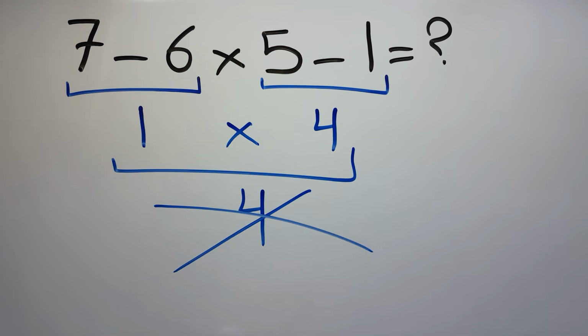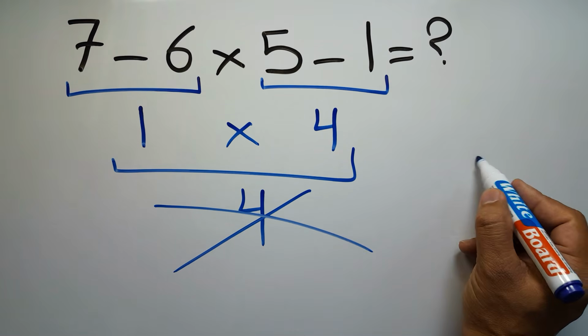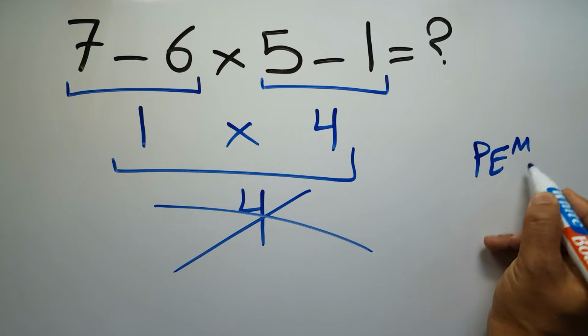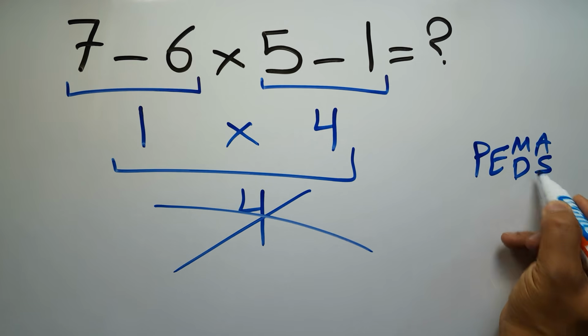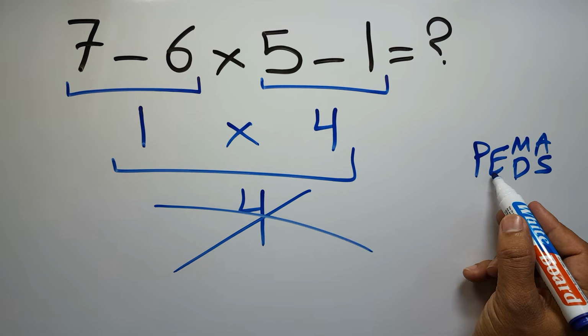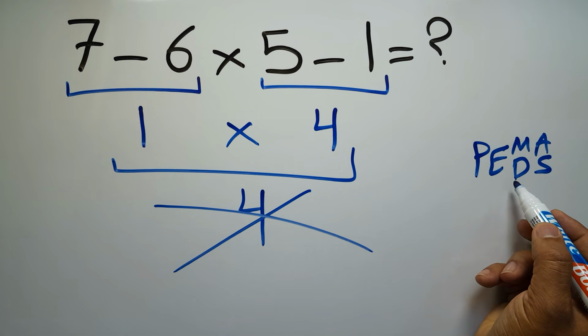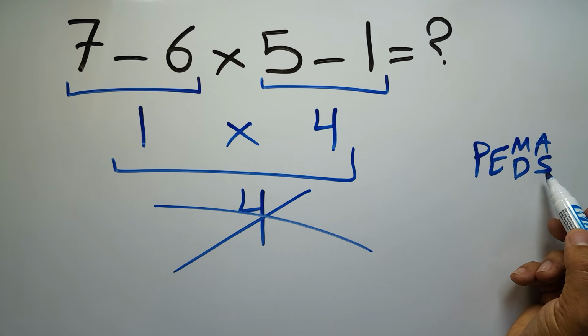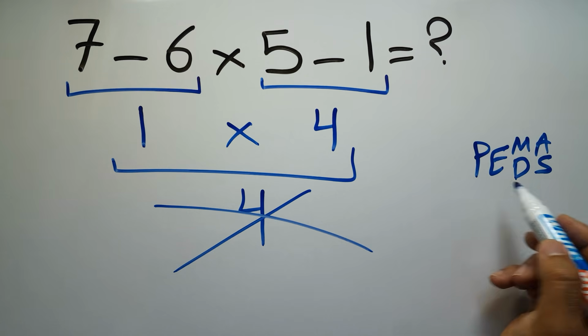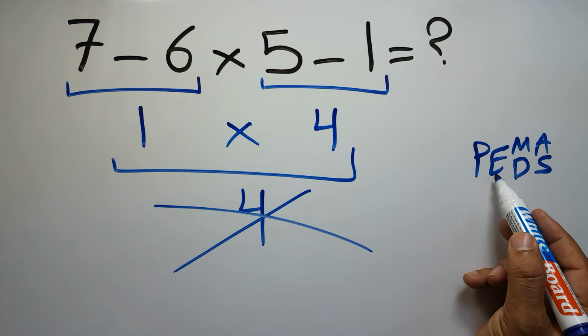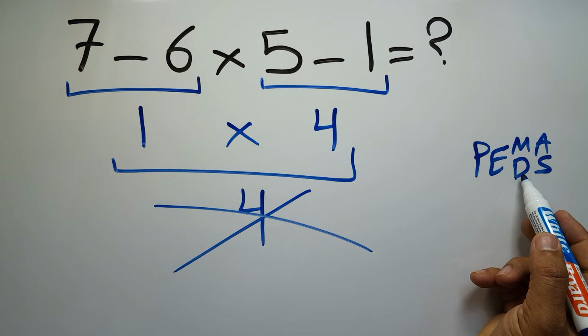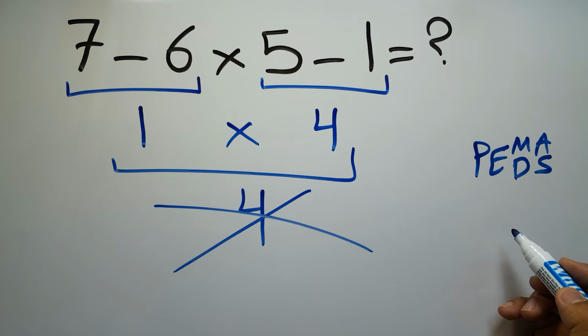Because according to the order of operations, which is PEMDAS, P stands for parentheses, E stands for exponents, M and D stand for multiplication and division, and A and S stand for addition and subtraction. First we have to do parentheses, then exponents, then multiplication or division, and finally addition or subtraction.